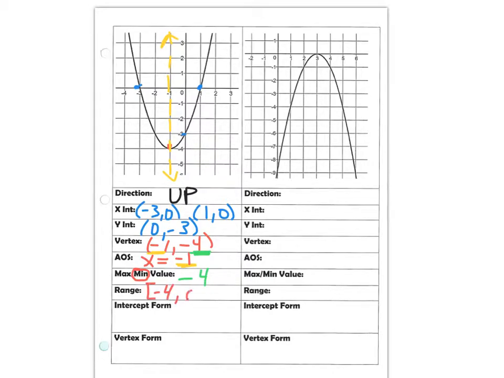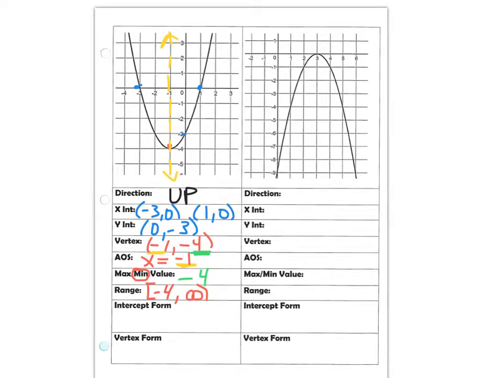And I go up to positive infinity. -4 up to positive infinity. Now I didn't ask for range, or sorry, domain, because domain on parabolas, quadratics, is always -infinity, positive infinity, if you want to write that down somewhere. And then we're going to move to intercept form and factored form.